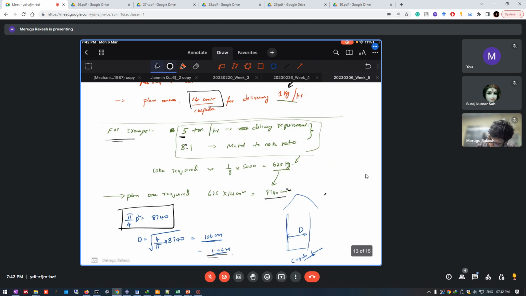So for 5 ton per hour, not ore, this is metal, we need 1.96 meters of cupola. So that is how we generally deal with this. If there are any questions, we can discuss, or else we can end the session itself.